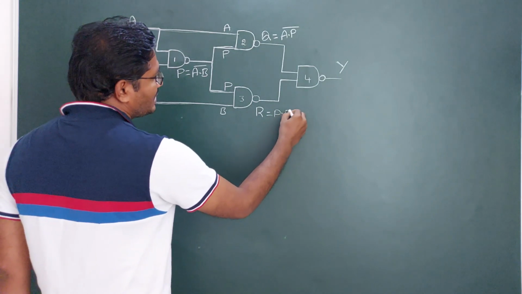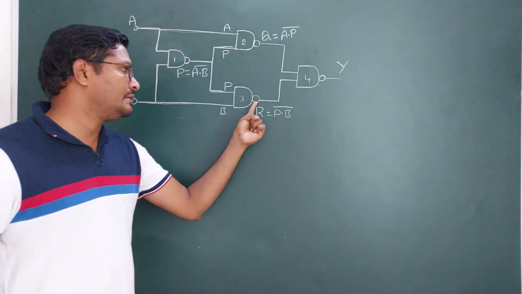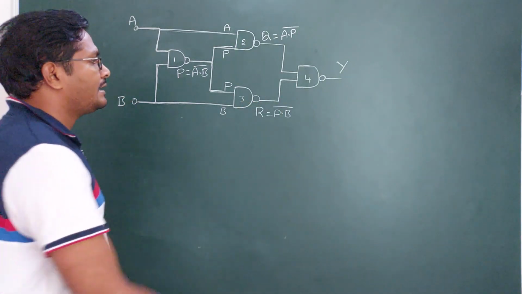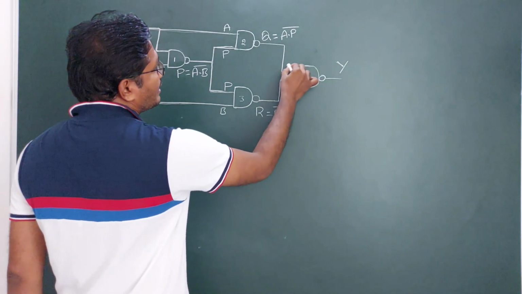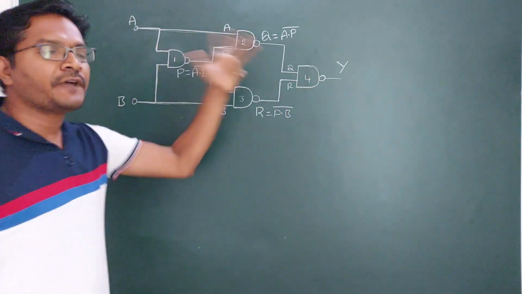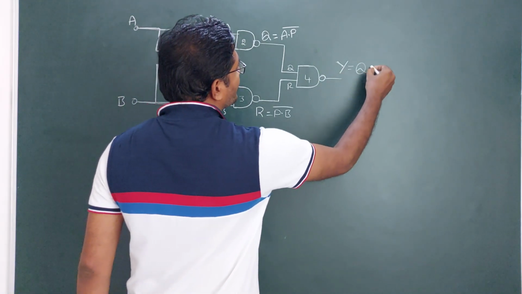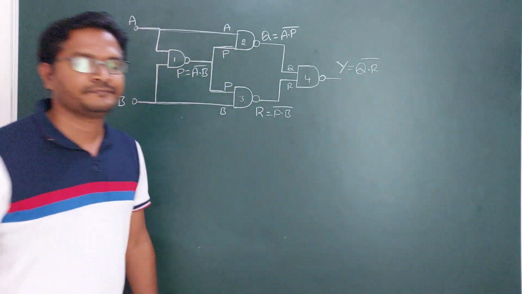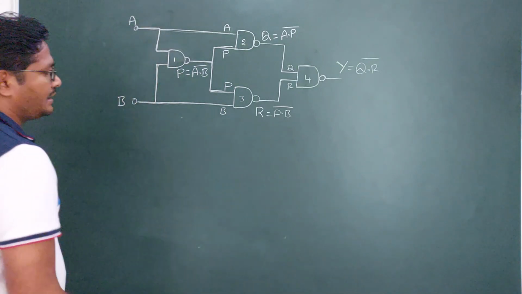NAND means always multiplication and inverse: the inputs have to be multiplied, and then inverted. This R and Q are connected to the last NAND gate, and the final output expression you get is Q into R whole bar. That's it. Very simple how to find the final Boolean expression.